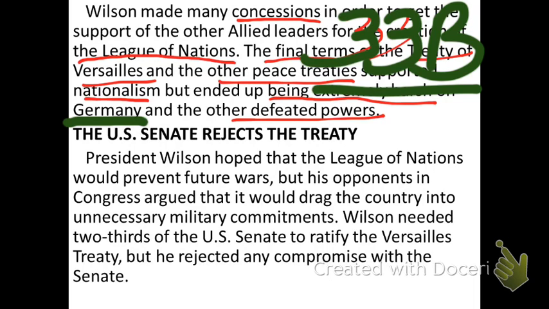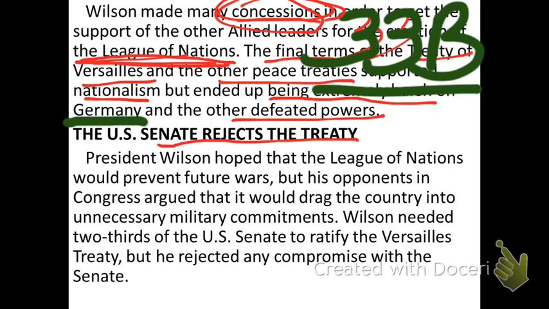So, in order to get the League of Nations put into the Treaty of Versailles, Wilson had to make concessions, and those concessions were Germany's to blame. They have to pay for it. Because Wilson did not bring along or consult key Senate Republicans, keep in mind, Wilson is a Democrat, the Senate rejected the treaty.